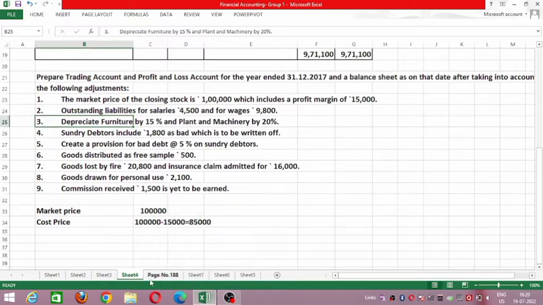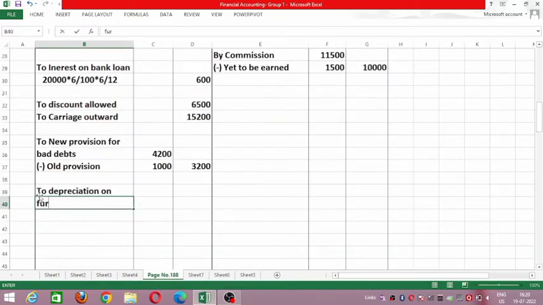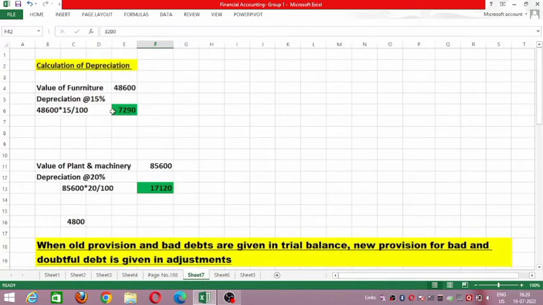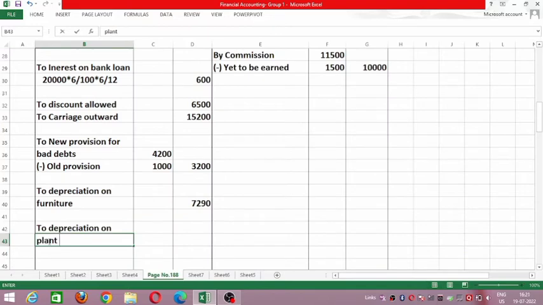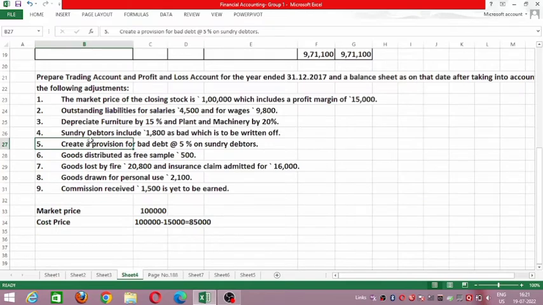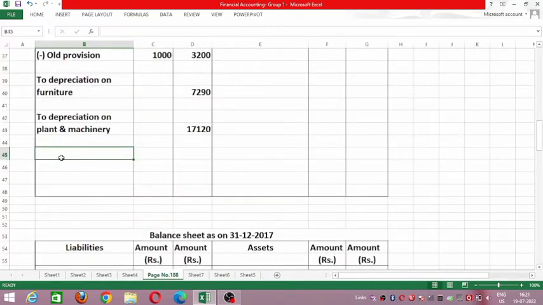Let us enter. So depreciation on furniture, this we have already calculated, that is 7,290. Next, depreciation on plant and machinery, this also we have calculated. The amount is 17,120. So the fourth adjustment, sundry debtors include 1,800 as bad, which is to be written off. That needs to be debited to bad debts.